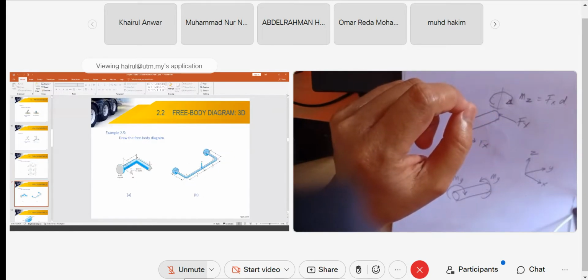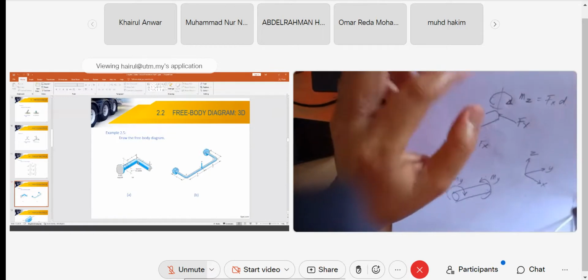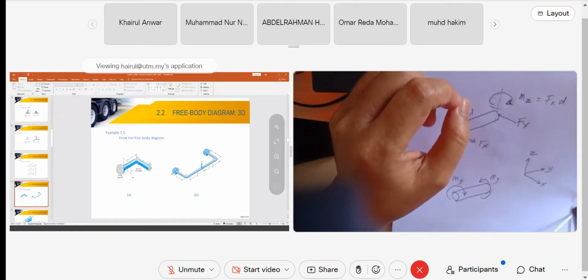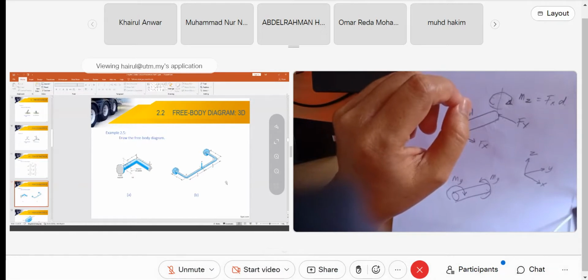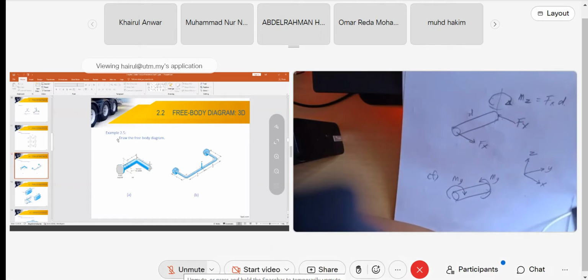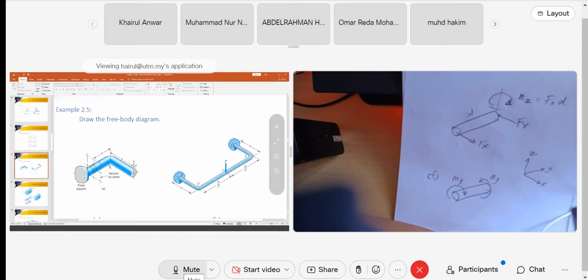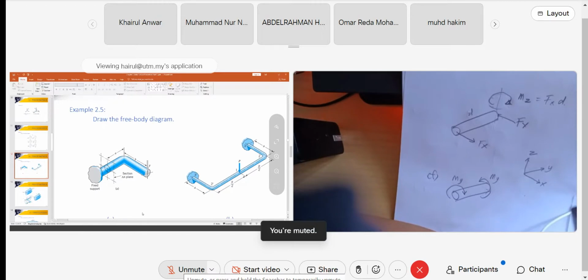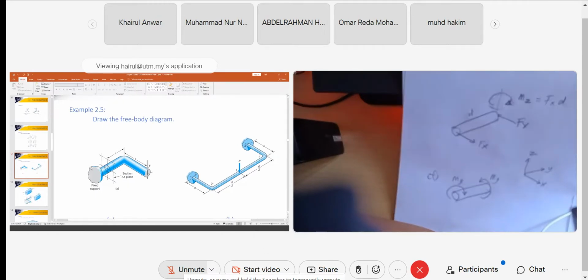Okay, draw the free body diagram for this one. Look here. Can you see this figure, guys? I'm talking about the PowerPoint. Draw the free body diagram for this one, Example 2.5. Can you see? The free body diagram is like this, at section AA. It has a fixed support. We don't go to the shoulder, it's exactly at the neck, only at the section.